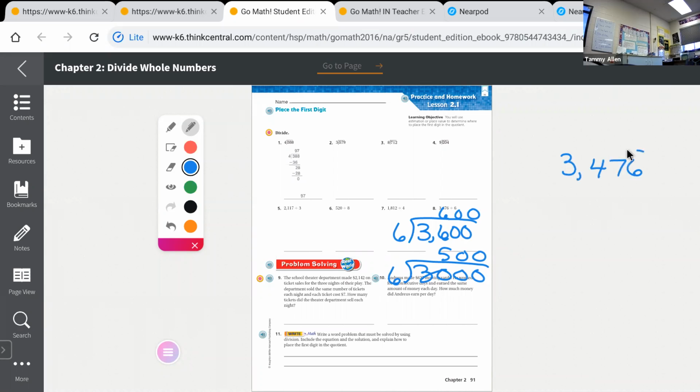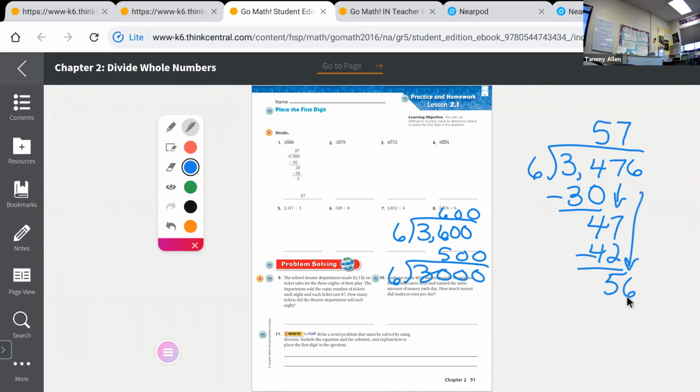So 3,476 divided by 6. How many times does 6 go into 34? 5 times. Drop the 7. How many times is 6 going into 47? Drop the 6. How many times is 6 going into 56? 9. Get a remainder of 2. Yes?